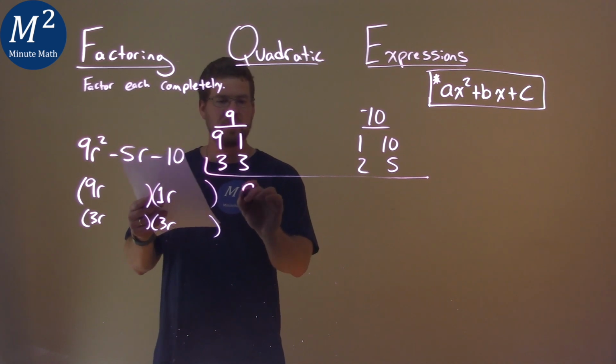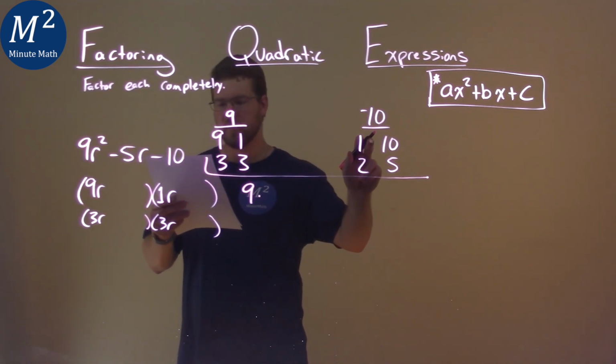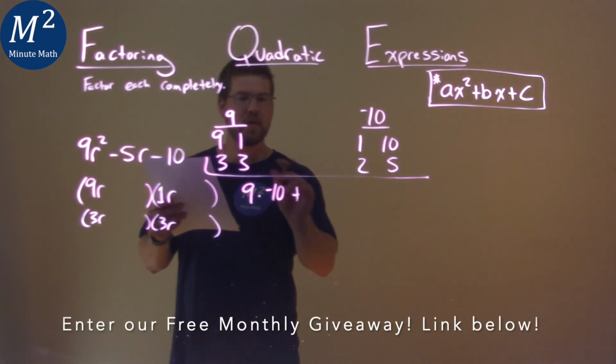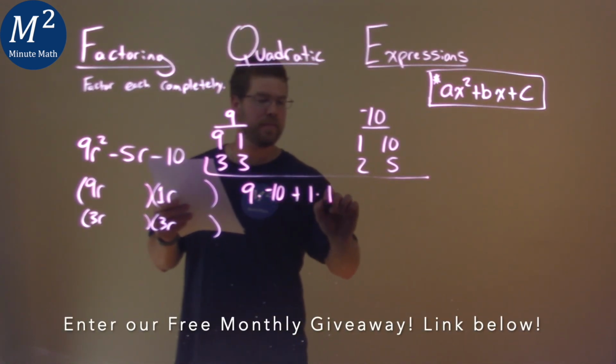Well, if we have 9 times, let's say, the larger one being 10, let's make that a negative 10, plus this one times that one.